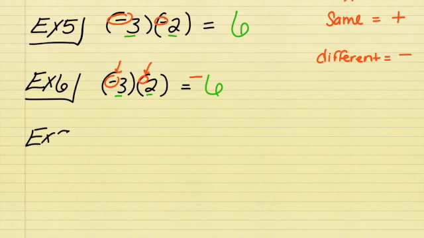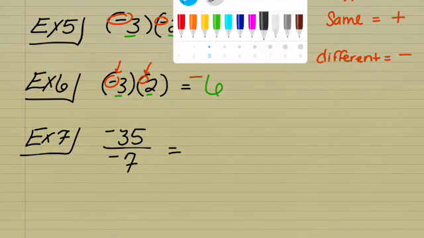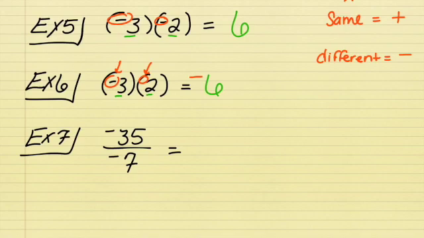All right, let's look at example number 7. We're only going to do 2 more here. Example number 7. If we have negative 35 divided by negative 7, okay, deal with the numbers first. All right, 35 divided by 7 is 5. And then look at the signs. Well, they're the same signs. So I'm going to have an answer that is a positive. So positive 5, or just normal 5, same thing.